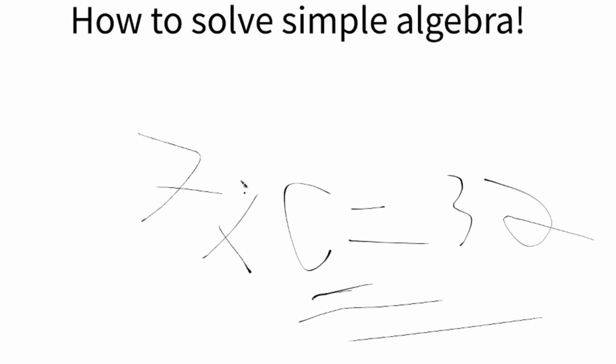How would you figure out multiplication? 7 times something equals 32, right? So we have to do the inverse operation of multiplication, which is division. This is called the division property of equality because we're doing 32 divided by 7.